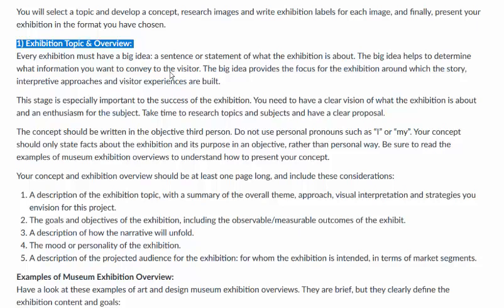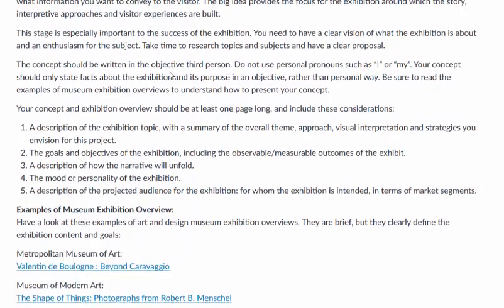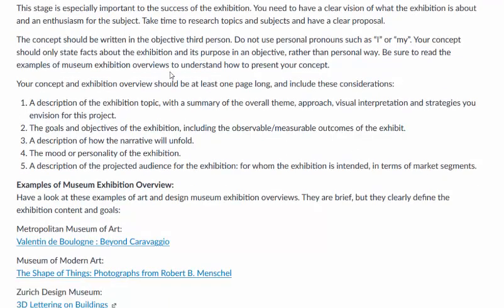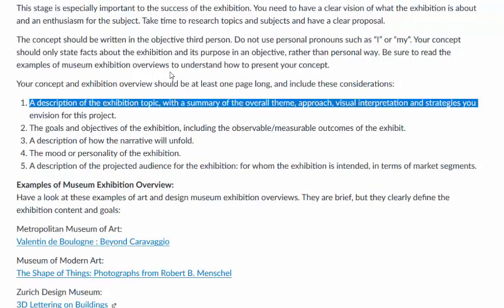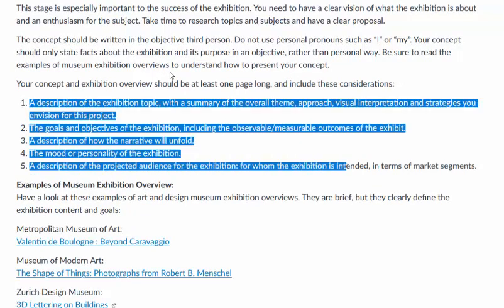You need to have a clear vision of what the exhibition is about and an enthusiasm for the subject. So take some time to research topics and subjects and have a clear proposal. Your concept and overview doesn't need to be more than 1 page long, but be sure to include these considerations.